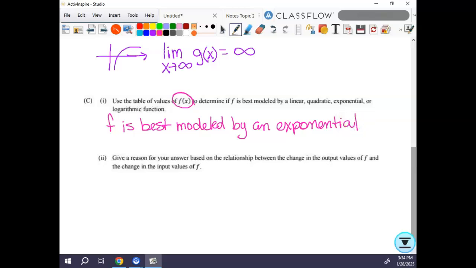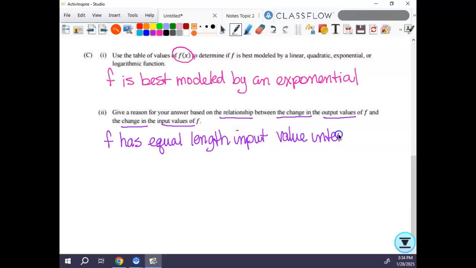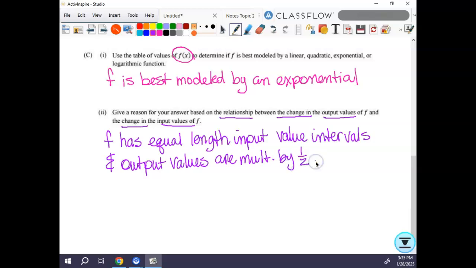Because the second part says, give a reason for your answer based on the relationship between the change in the output values and the change in the input values. Okay, so then we can say that F has equal length input value intervals and output values are multiplied by 1/2. Okay.